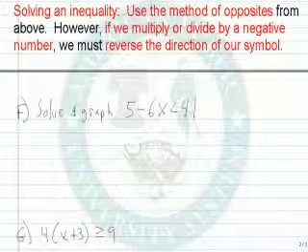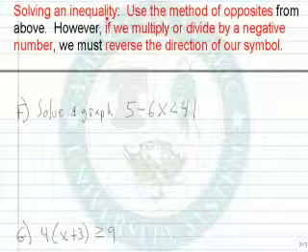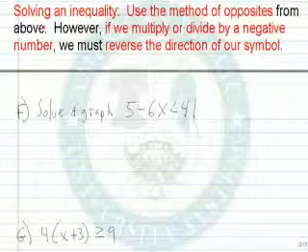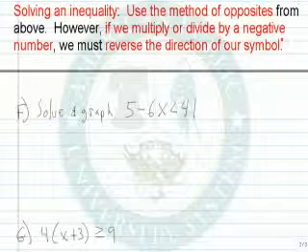Finally, what happens if we have an inequality, less than or equal to? Solving an inequality, we're going to use the method of opposites from above, exactly the same. However, if we multiply or divide by a negative number, we must reverse the direction of our symbol. So let's look at a couple of examples.